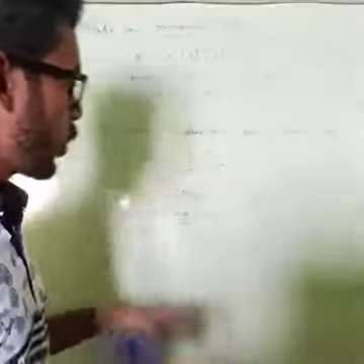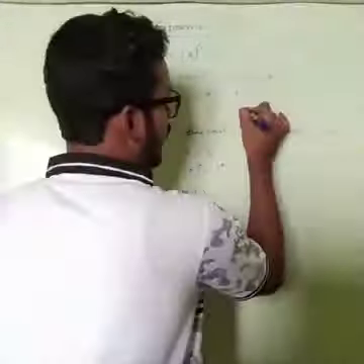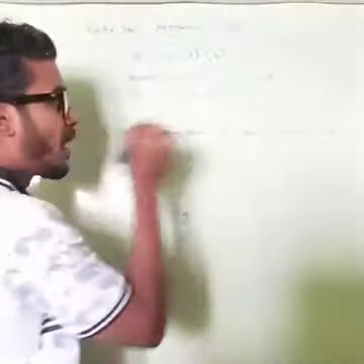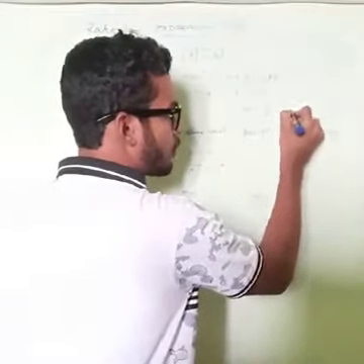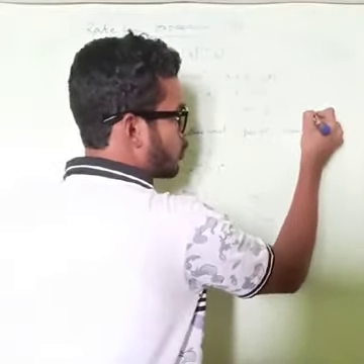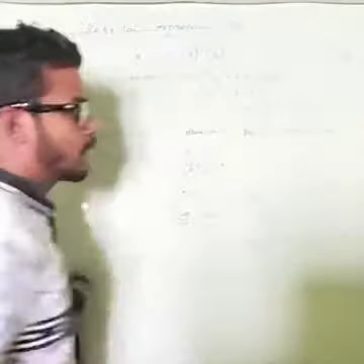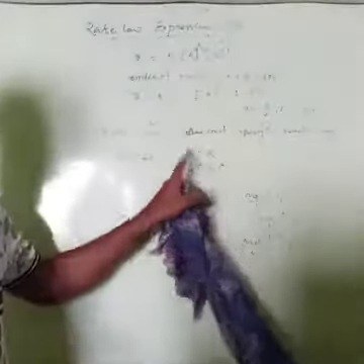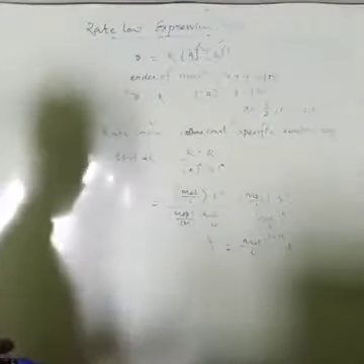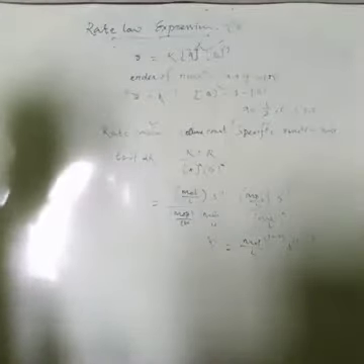N can be half, 0, 1, 2, 3. Fraction or negative or positive. N can be anything. Understood?